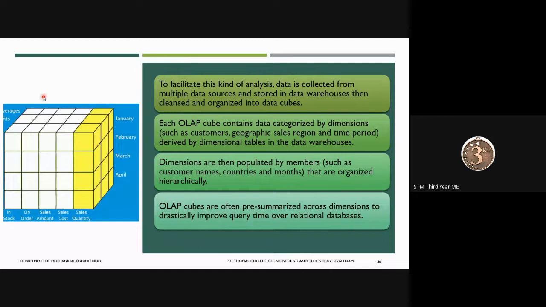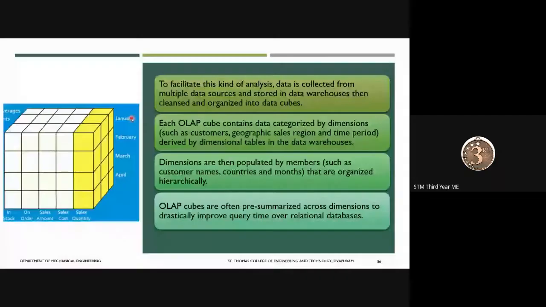So data is clusterized or categorized into cubes to form the OLAP cube. It is known as an OLAP cube, and there may be many dimensions. So it is categorized by many dimensions such as customers, geographic sales, time period, etc. It need not be in this format itself. It can vary depending upon the industry or how they want to categorize the data. The data is being categorized in such a manner.